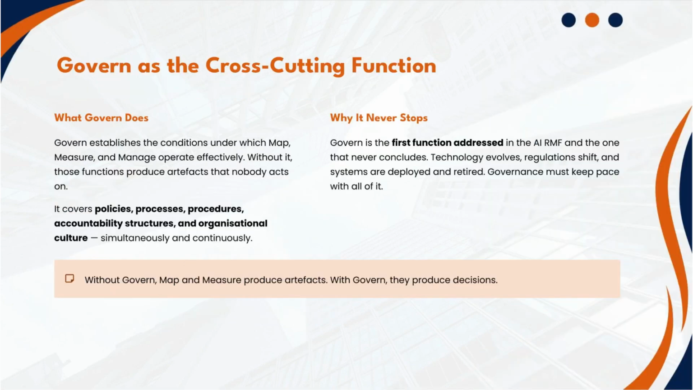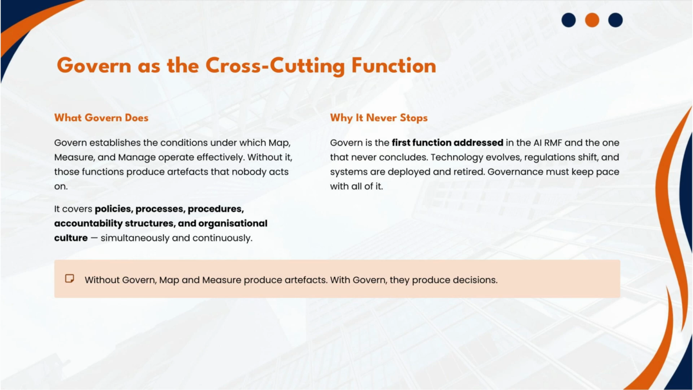So let's start with the geometry because it tells you everything. Picture the NIST diagram. Map, measure, and manage sit in a row, and govern sits underneath and around all 3. It's not a fourth step, it's the ground the other 3 stand on. Why did they draw it that way? Because governance isn't a phase you complete. It's present in every other activity.